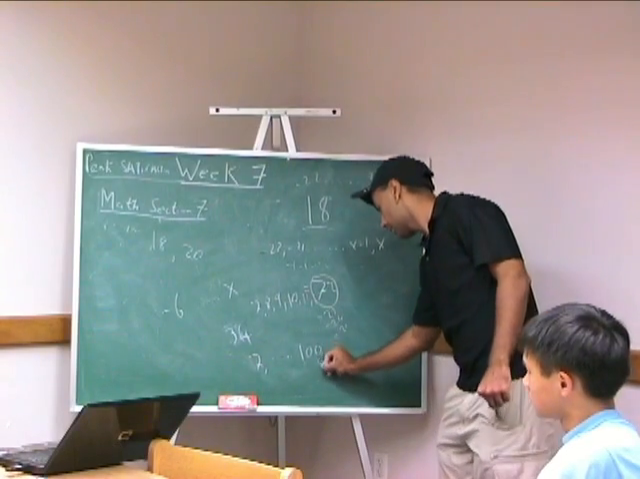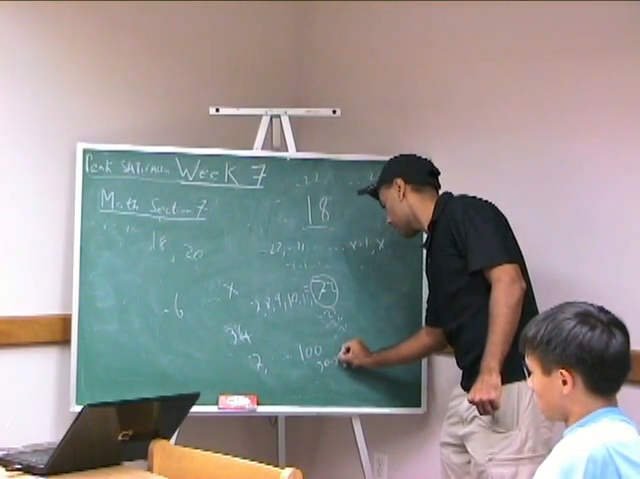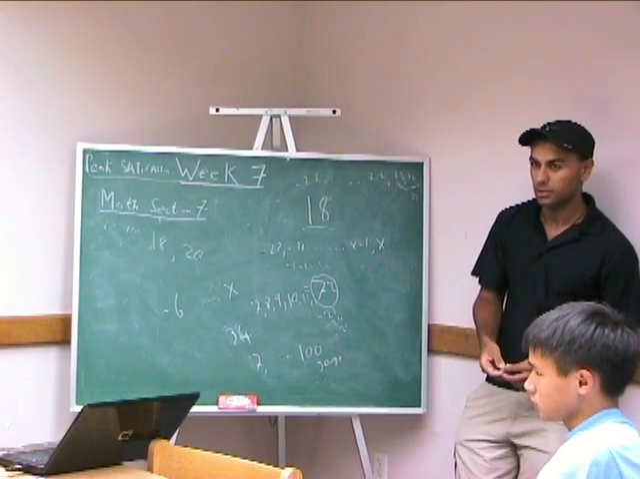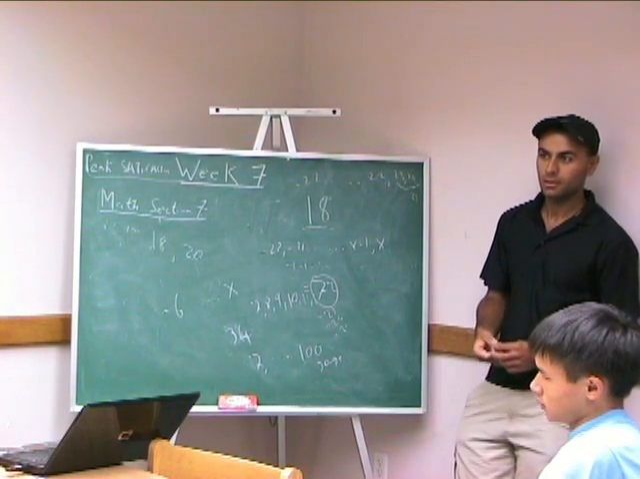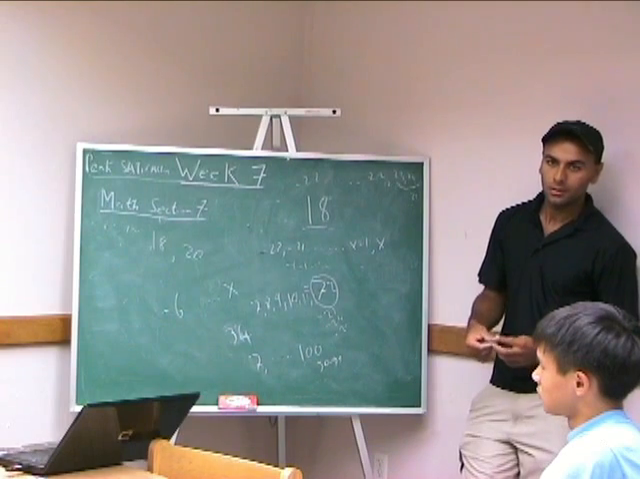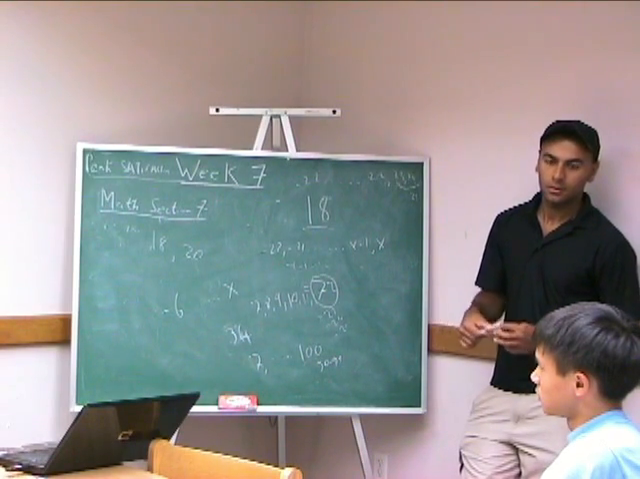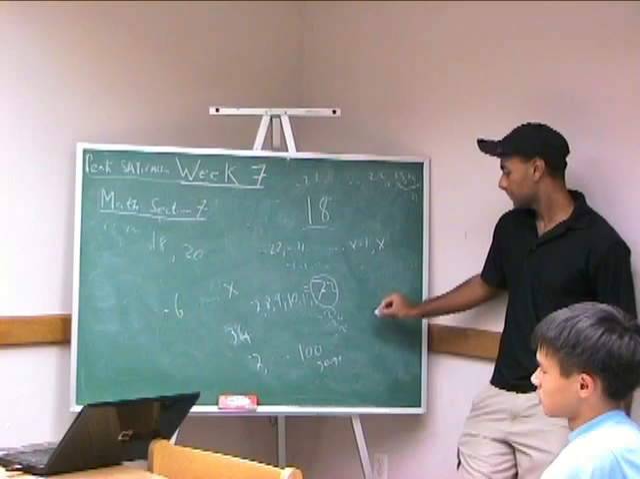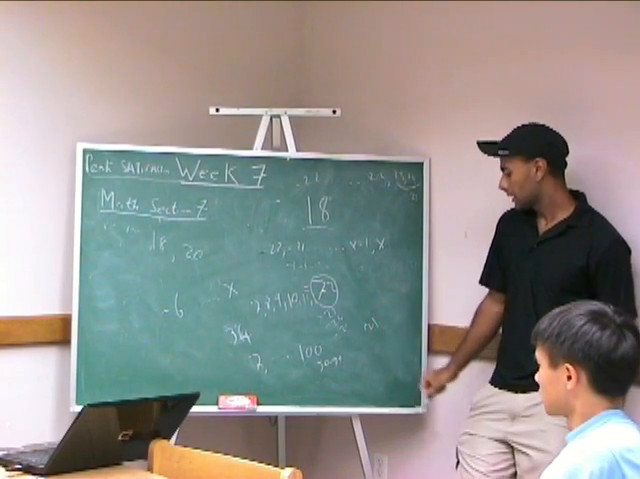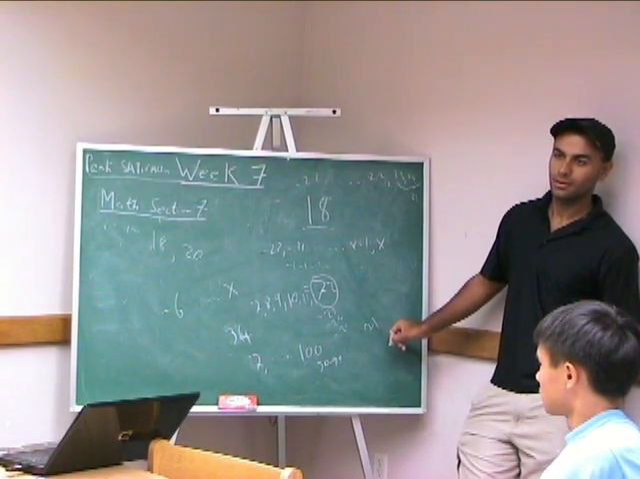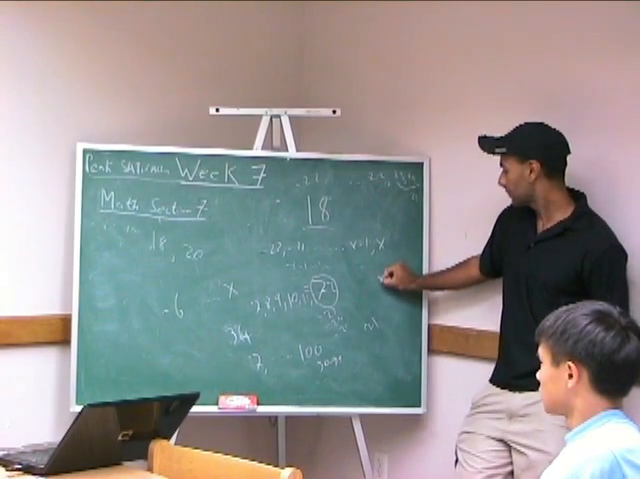What is the sum of 1 to 100? 5050. And what's the sum of 1 to 6? 6 times 7 divided by 2, which is 21. So 5050 minus 21 is 5,029.